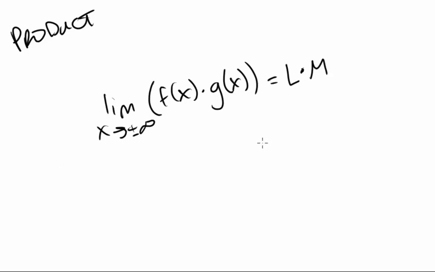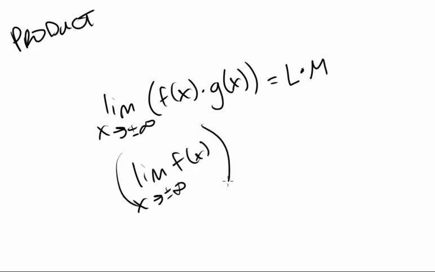So another way to look at this is I can take this limit and split it up to be the limit as x approaches positive or negative infinity of f of x, times the limit as x approaches positive or negative infinity of g of x. I can split it up into two individual limits that are multiplied by each other, that are approaching the same value.